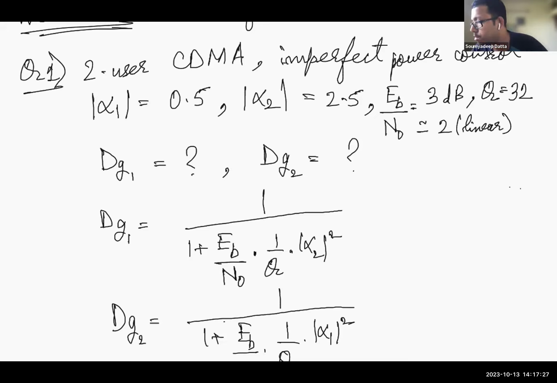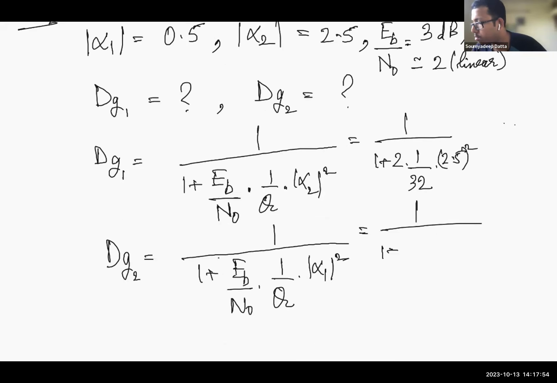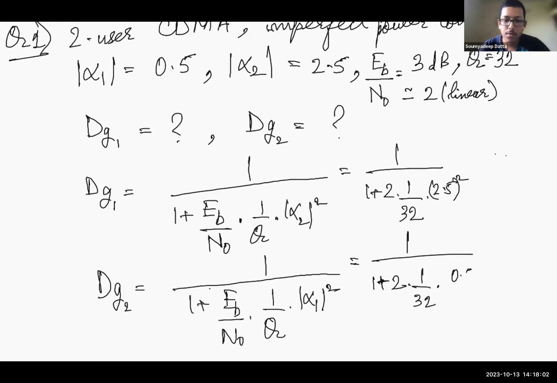So let us just substitute the values. For user 1, it is 1 by 1 plus 2 into 1 by 32 into 2.5 squared. And likewise, the other value will be 1 by 1 plus 2 into 1 by 32 into 0.5 squared. And so these values can be calculated. I have cooked up the numbers.